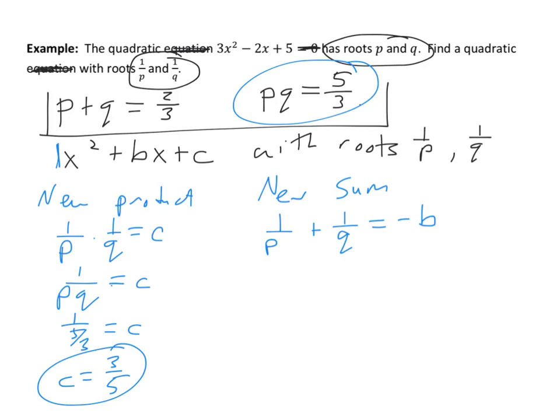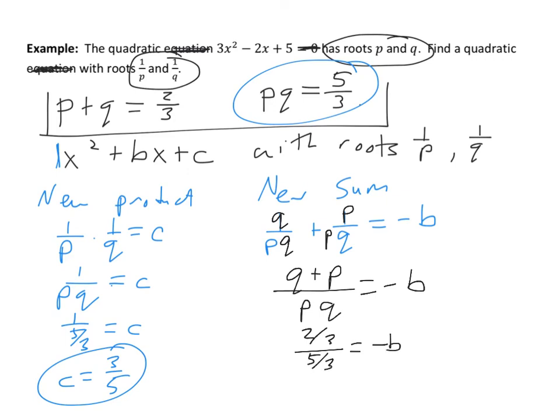Hopefully an idea that popped into your head was, well, we could try to get a common denominator and see what happens. If I multiply this one by q over q, and this one by p over p, oh, cool. What I wind up with is q plus p on the top, and my common denominator is pq on the bottom. That's literally the information that we were given up above, right? The numerator here is 2/3, that's the sum. The denominator here is 5/3, that's the product. So if I simplify these, that means that 2/5 has to be negative b. That means b has to be negative 2/5.